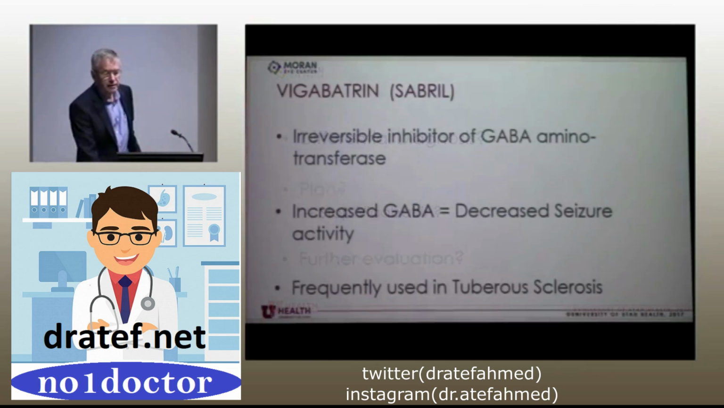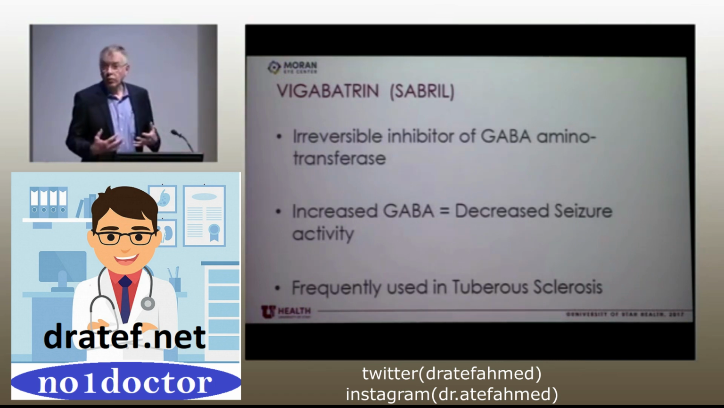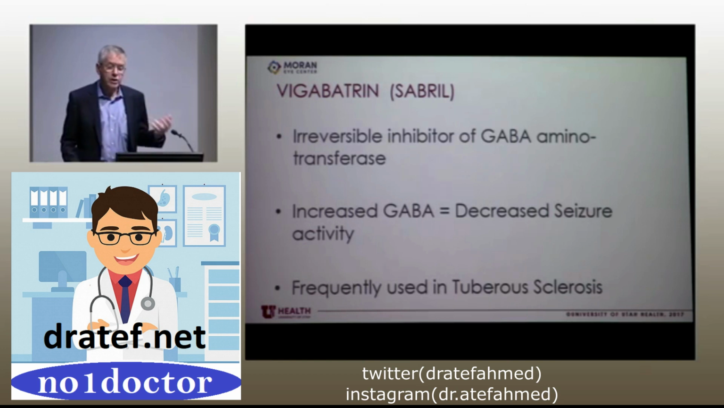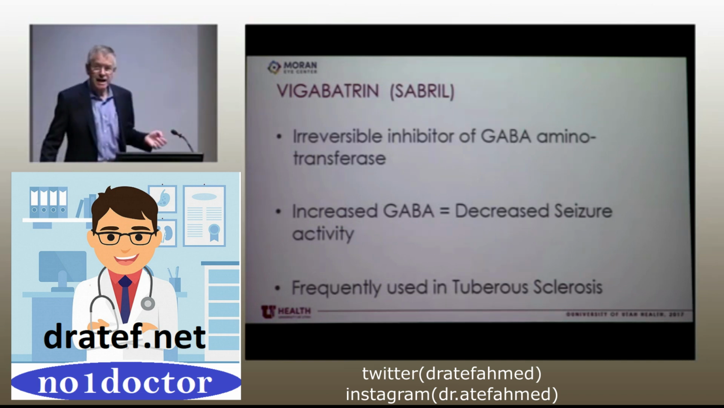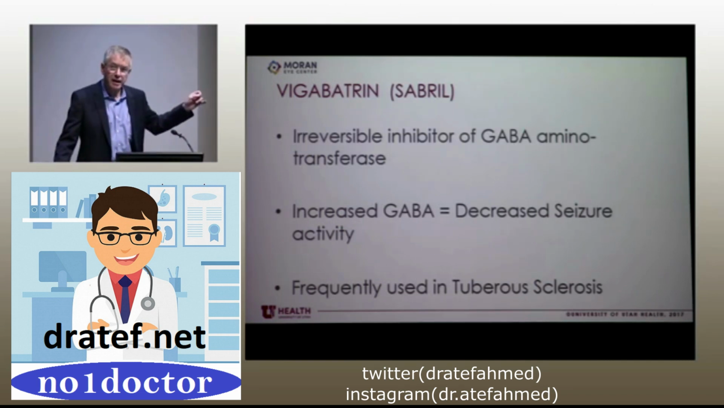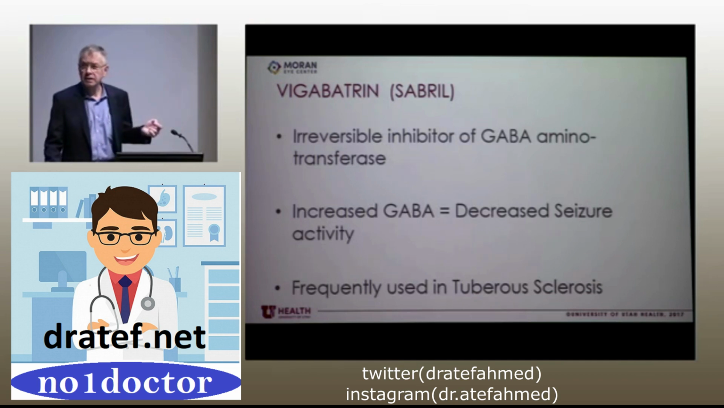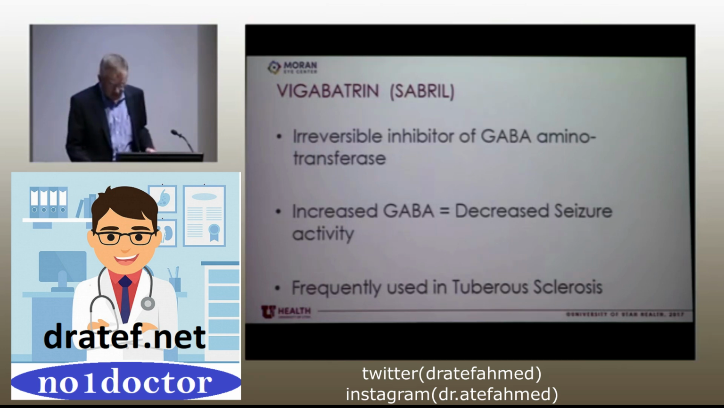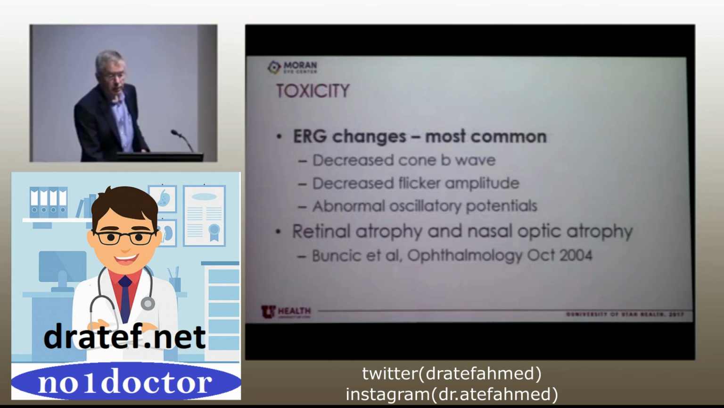In terms of looking into this, what have we learned and what have I learned in putting this together for you? It turns out that vigabatrin is an irreversible inhibitor of GABA aminotransferase. And when you have increased GABA, you have decreased seizure activity. Where is it most frequently used? At least 90% of the patients that I see this medication used in have tuberous sclerosis. Why is it the magic bullet for seizures in TS? That is unknown.